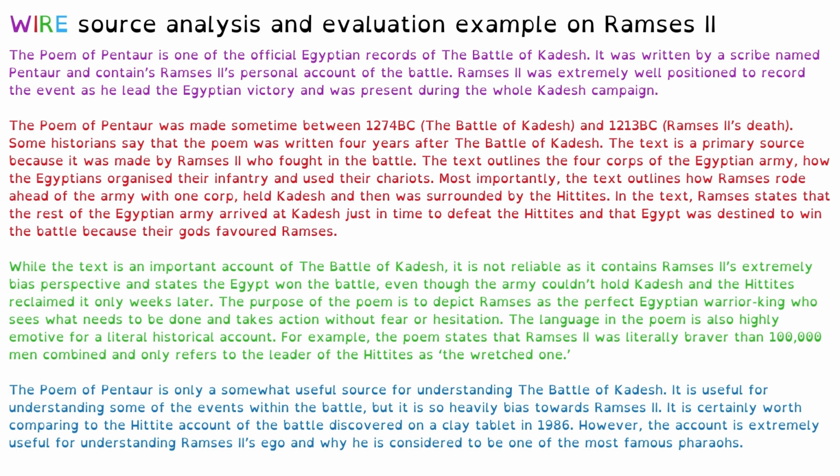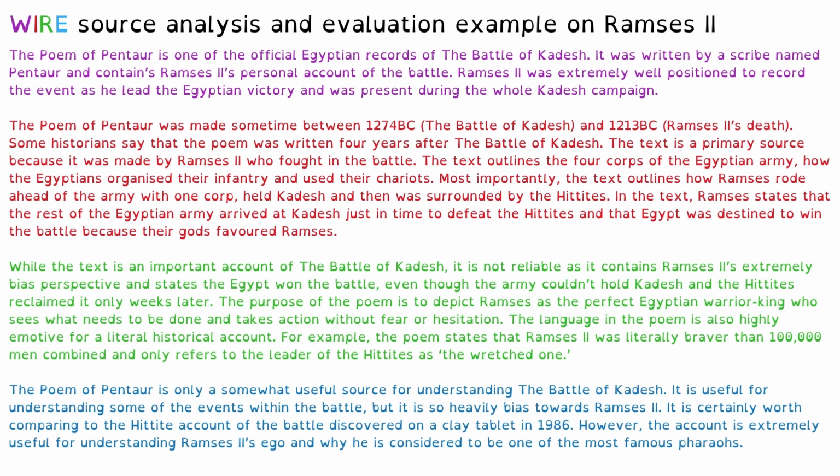Now, the red, the information. The Poem of Pentaur was made sometime between 1274 BC, the Battle of Kadesh, and 1213 BC, the death of Ramses II. Some historians say that the poem was written 4 years after the Battle of Kadesh. The text is a primary source because it was made by Ramses II, who fought in the Battle of Kadesh.